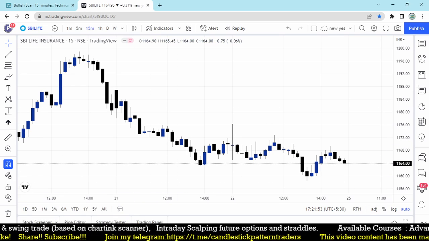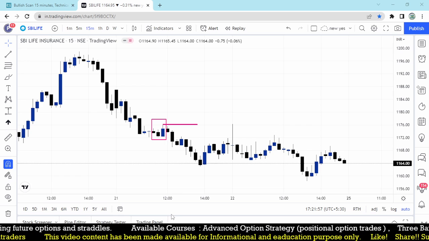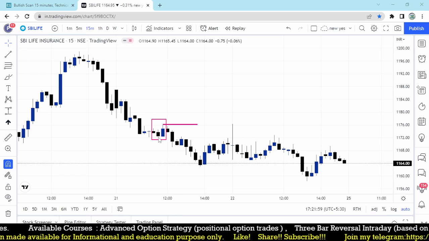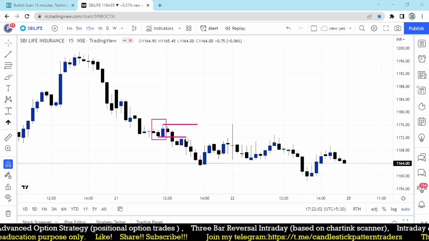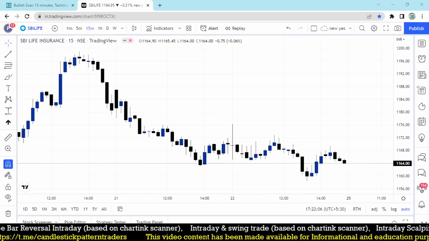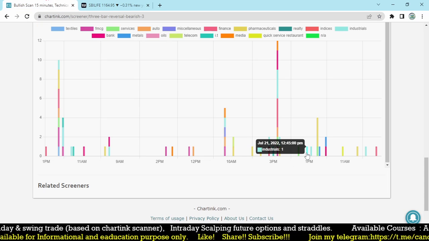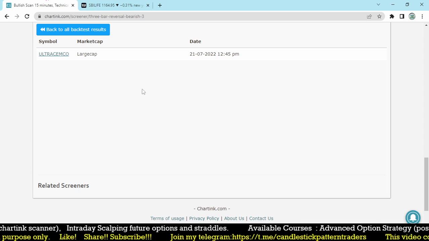It is not giving you entry again. Let's see, there is a 3 bar, there is no opportunity given. Instead of that, it started moving down without giving you a buying opportunity. Okay, right. And after the previous stock at 11:45, we have the stock UltraTech Cement at 12:45.